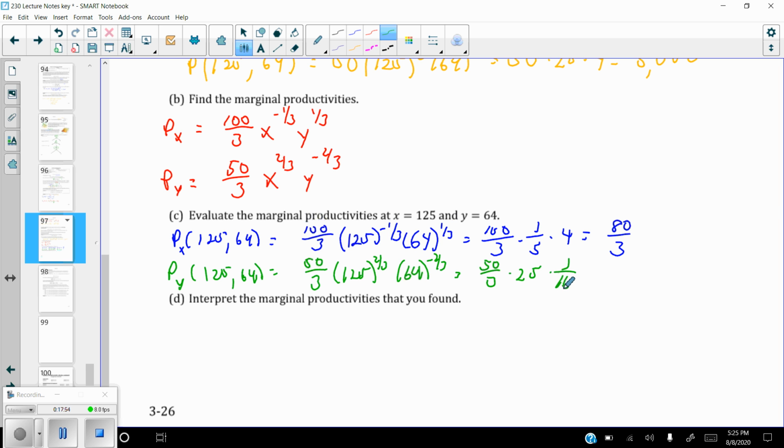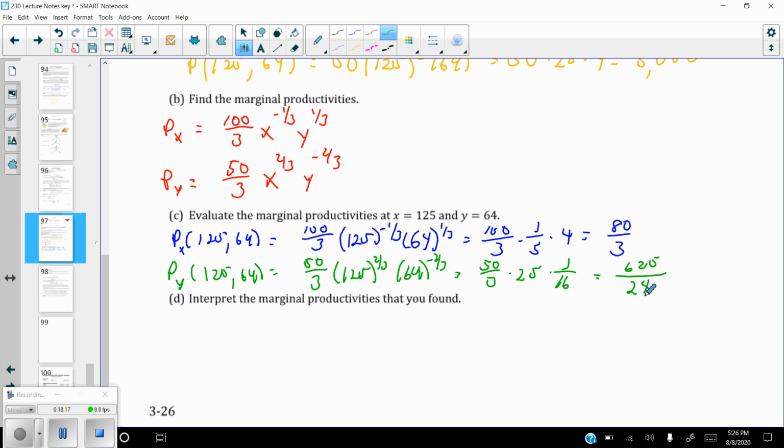And that will reduce a little bit. The 50/16 reduces to 25/8. So then I'm going to get 25 times 25 times 1 on the top, which is going to be 625. I'll have an 8 times 3 in the bottom, so that's 24. 625/24 is our marginal for y.